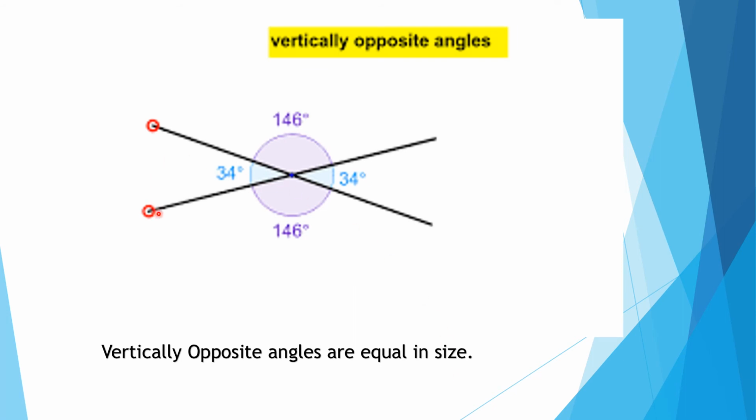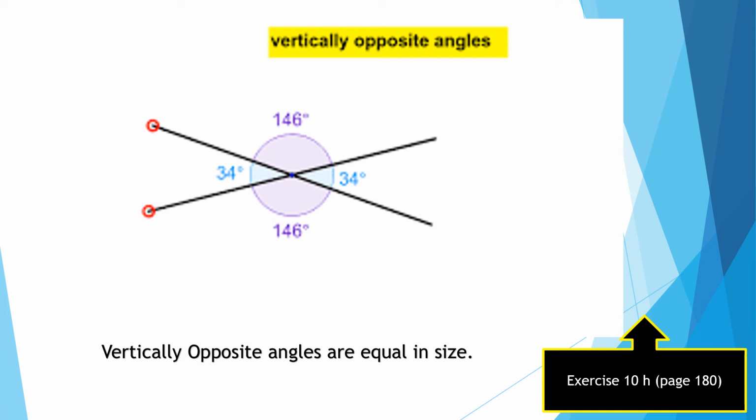Here, you can see two straight lines, and they formed these two obtuse angles and also these two acute angles. And what about their size? The two vertically opposite acute angles are equal, and also these purple colored angles are equal in size. So in page number 180, you are asked different types of questions regarding these vertically opposite angles.